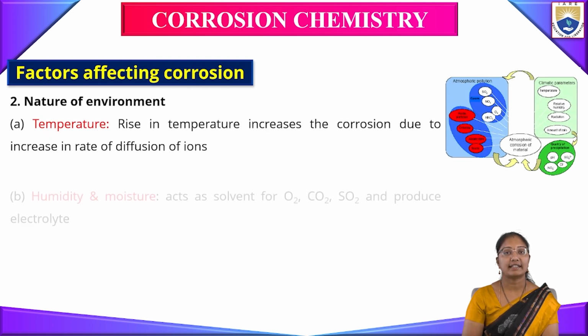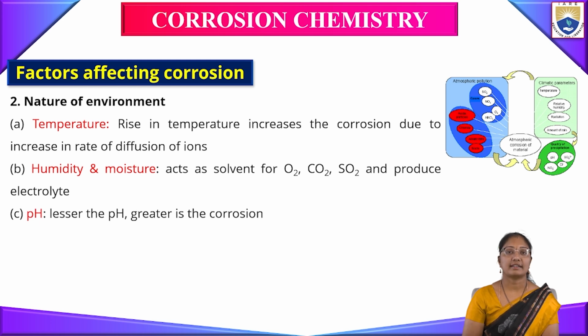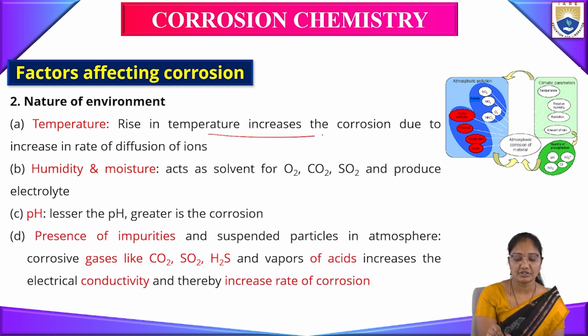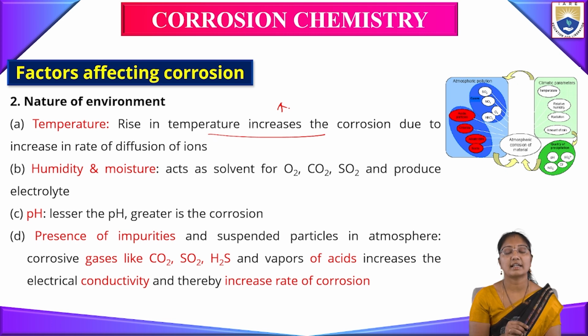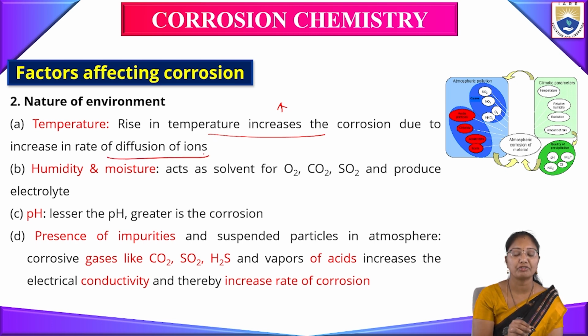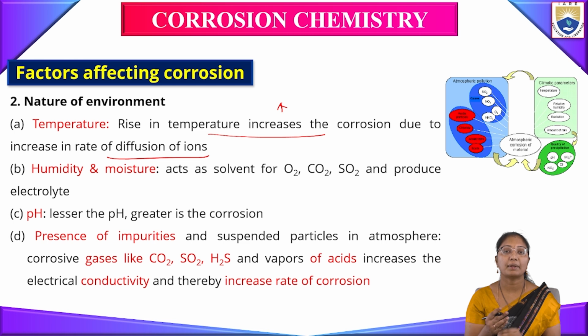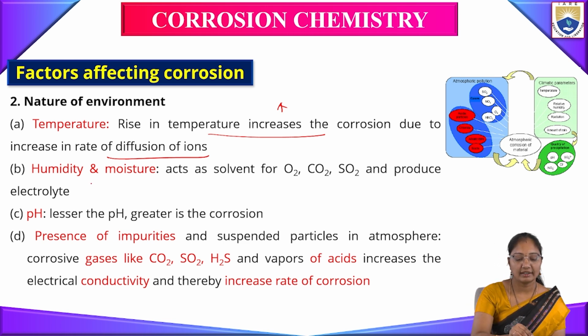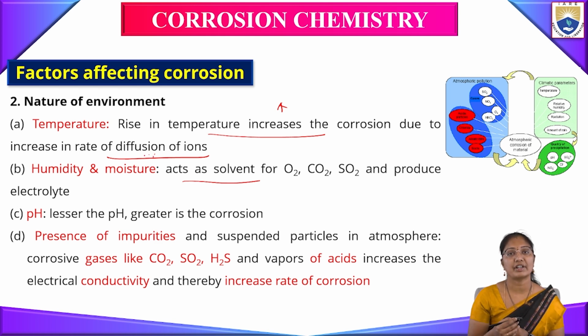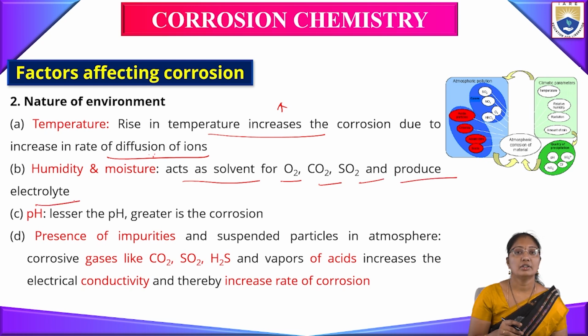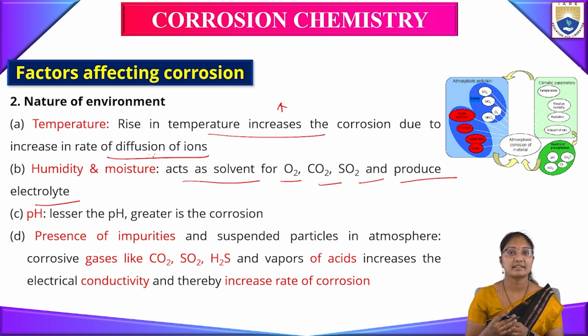So the next is the nature of the environment. First is the temperature, and the rise in temperature. As temperature increases, corrosion increases due to the increase in the rate of diffusion of ions. Then humidity and moisture: humidity and moisture act as a solvent for oxygen, carbon dioxide and sulfur dioxide and produce electrolytes, which increase the corrosion.